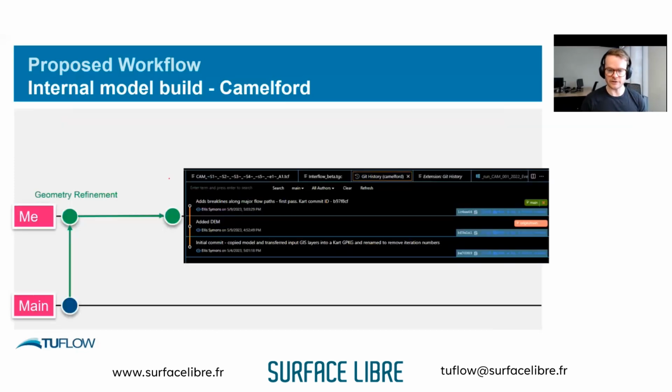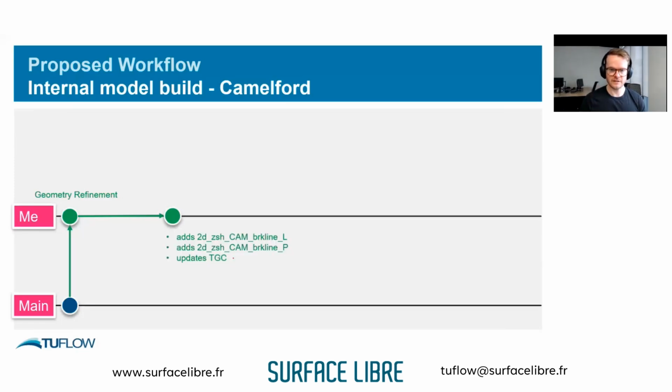And there's a history. You can look at the history in VS Code as well, so you can see a similar thing. There's an origin main, and there's a main, which is a commit ahead. So similar sort of thing. Look at the history there. So that's a commit I've done there, and these are what I did. I added a couple of break lines and updated the TGC.